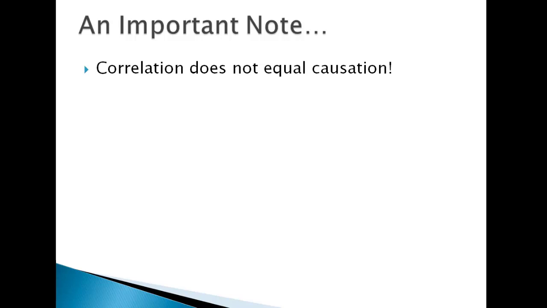But no, is there a possible third variable, something that could be causing violent crime to happen and something that could be causing ice cream sales to go up? And the answer is the temperature.